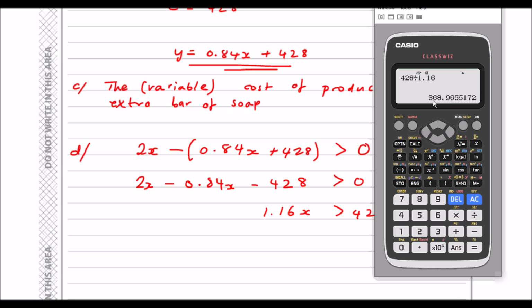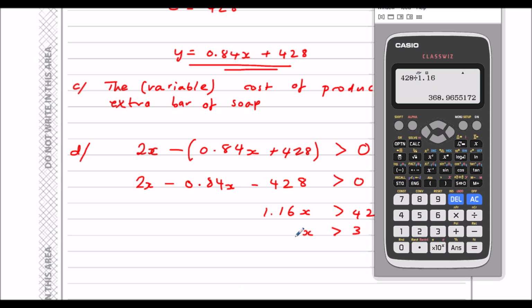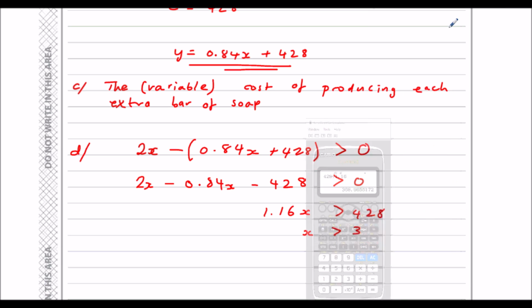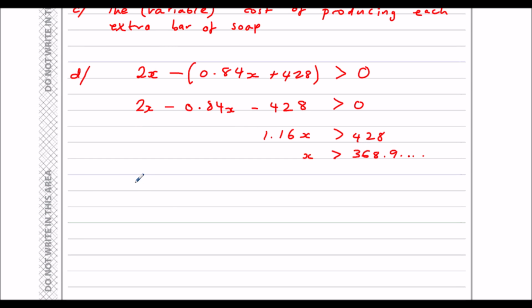And that's 368.96. So x has to be bigger than 368.9 and so on. So how many bars of soap do they need to make? Well, it has to be bigger than this. So 369 bars of soap.